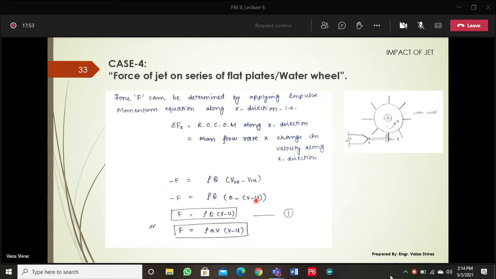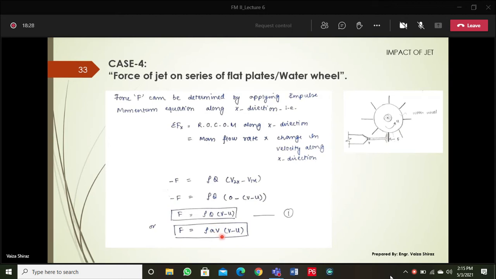And what is V1x? Once your jet is leaving the nozzle, the prevailing velocity will be the relative velocity. This is what we have already discussed in case number 3. So it will be V minus U. Now if you simplify this, your F is rho Q (V minus U). Or if you write this discharge as A into V, it is rho A V (V minus U). So make sure this is rho A V. In case number 3, where we assumed the mass flow rate was changing, there it was V minus U.